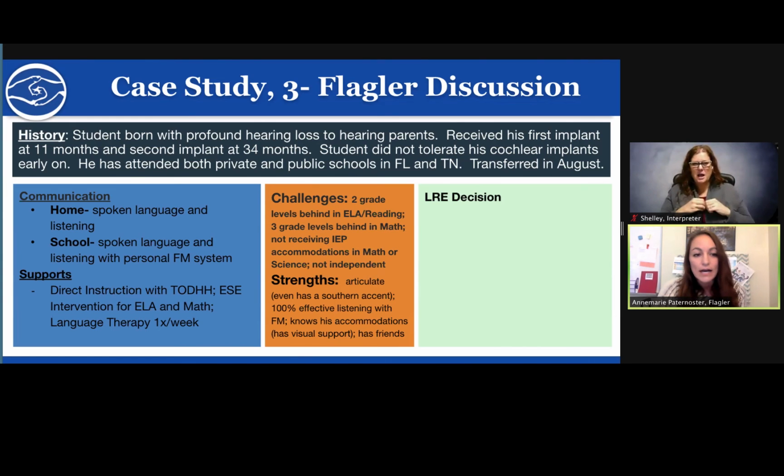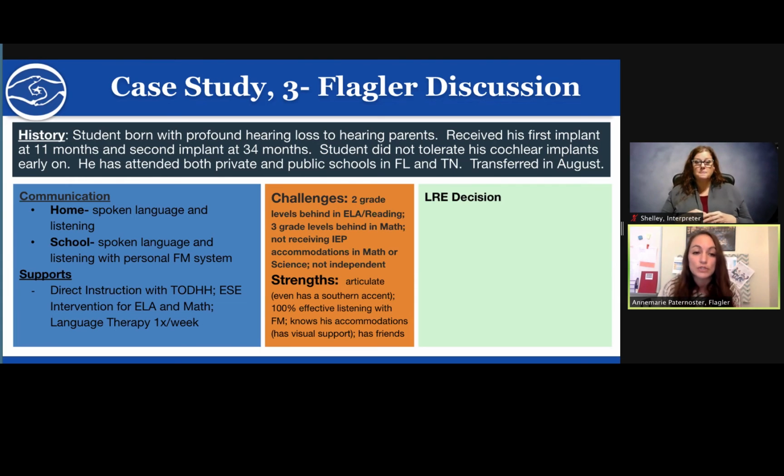The supports he's getting now are direct instruction with me, teacher of the deaf and hard of hearing. He gets ESE intervention for ELA and reading, math, and also gets language therapy just one time a week. Challenges that he is facing are purely academic at this point. He is 2 grade levels behind in ELA and reading, 3 grade levels behind in math.